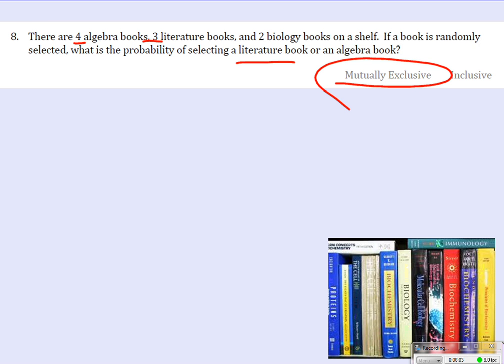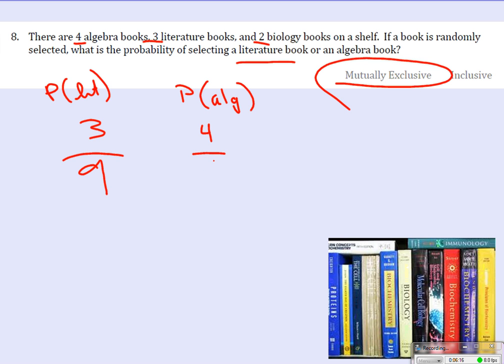So 4, 3, 2, there's 9 books total. A lit book is going to be 3 out of 9. And the algebra book is going to be 4 out of 9. So together, the probability of choosing one of those is just going to be 7/9.